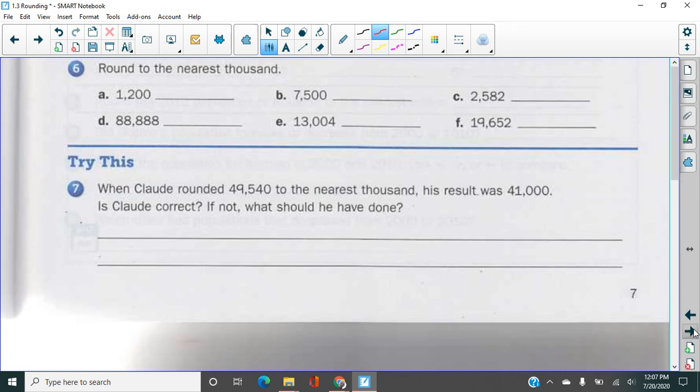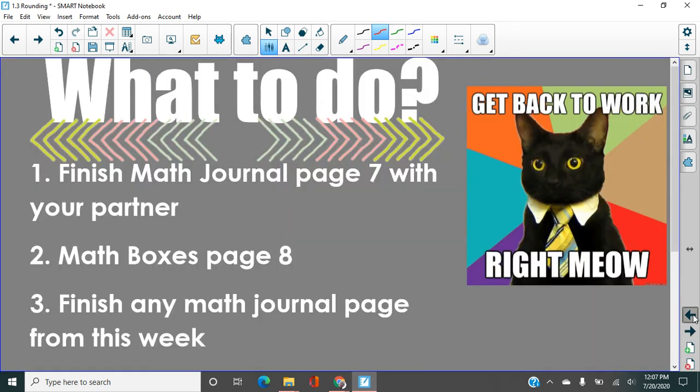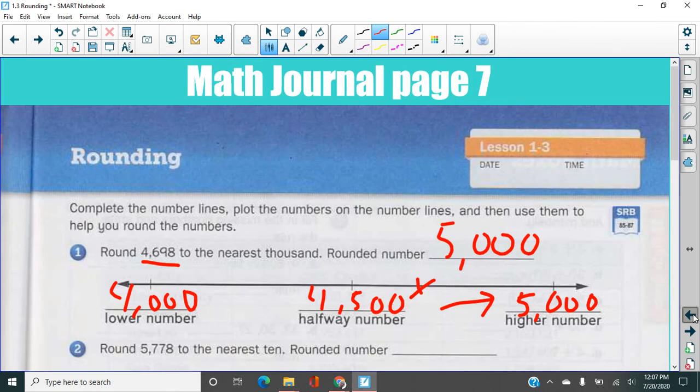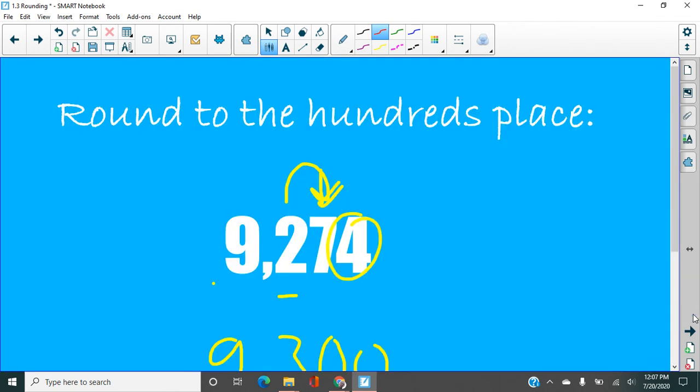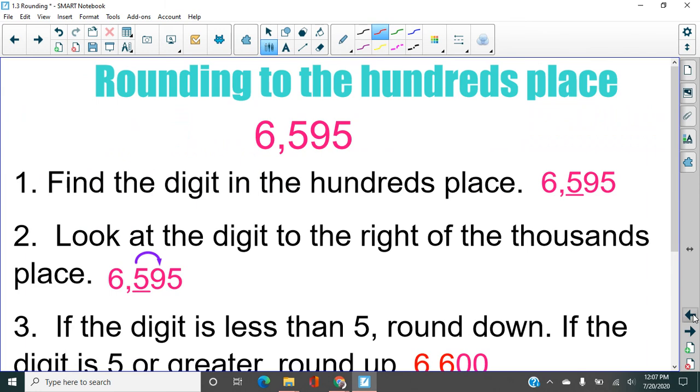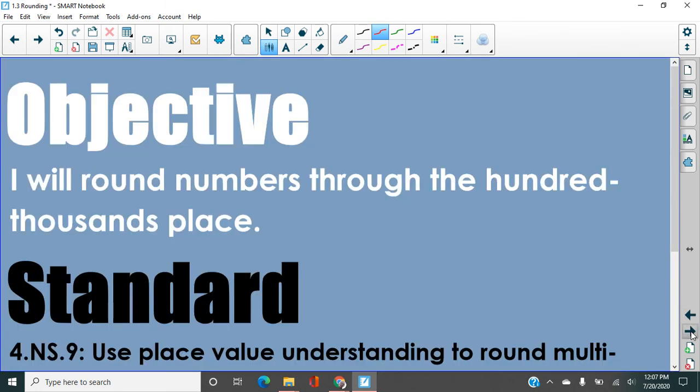So our goal today was to round numbers through the hundred thousands place. Let me know if you need any help, and good luck.